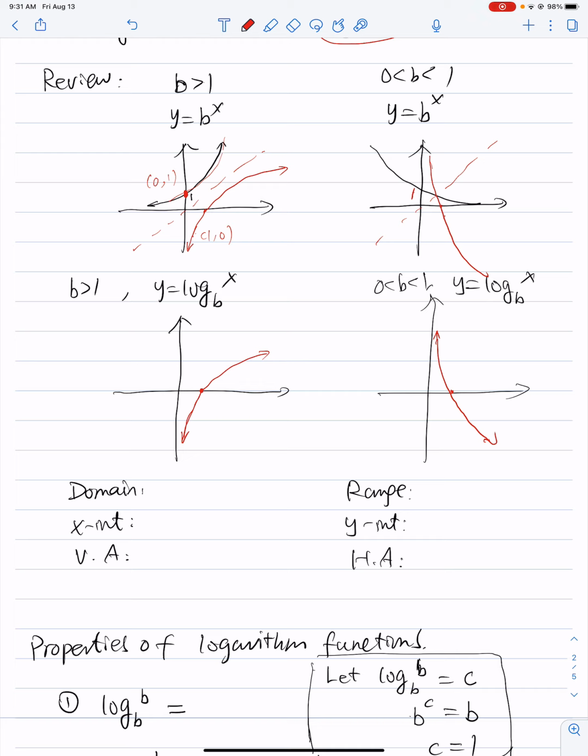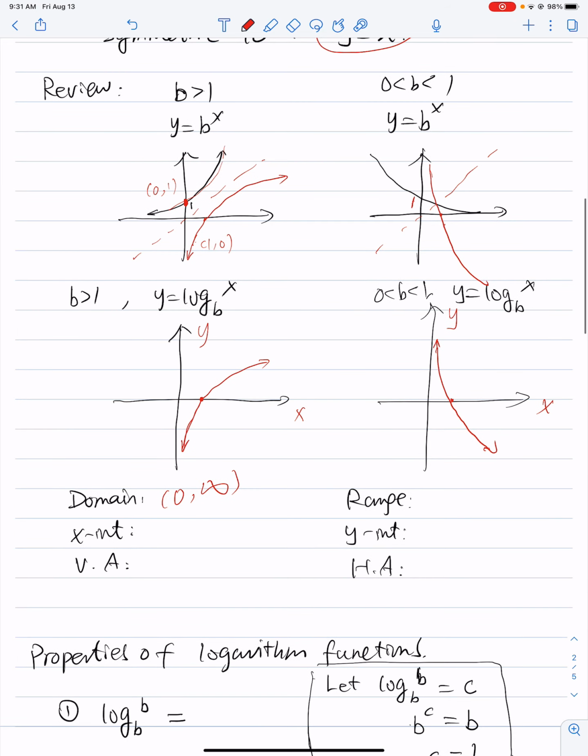Domain here means the x value, yeah? So the domain is what? From 0 to infinity, because domain is the range of the exponential. What will be the range now? Negative infinity to infinity. That will be the domain of the exponential function.